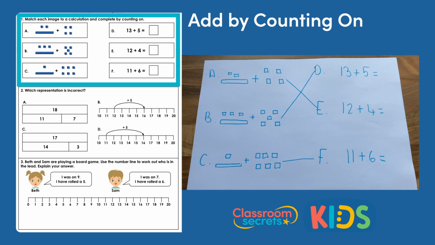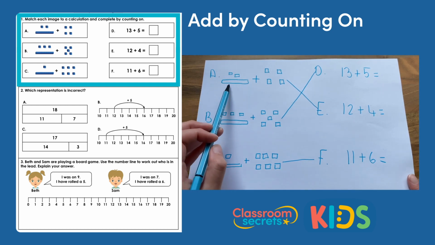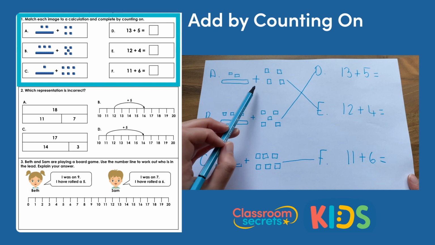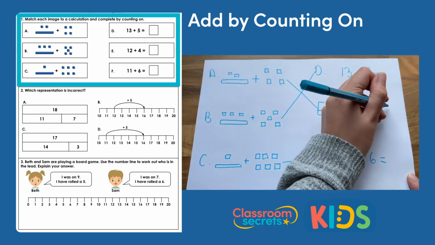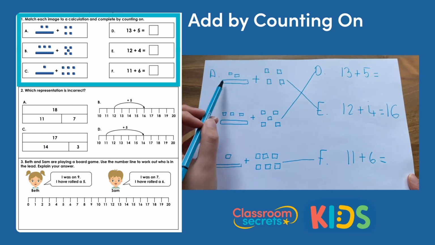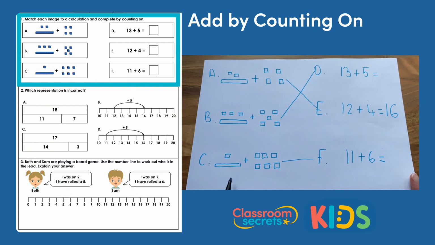So remember, when we're working these out, we can count on from the bigger number. So if we were starting with A, 12 add 4, we've got 12 and we can just count on 4. So 12, 13, 14, 15, 16. 16 is the answer. We just count on from the larger number. We don't have to count the larger number to begin with because we know what it is.